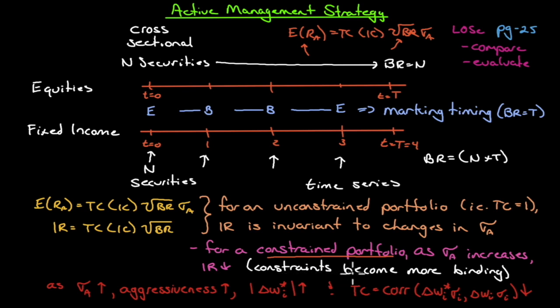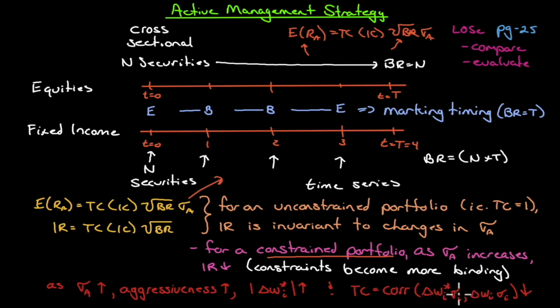Well, it's because the constraints become more binding. They become more binding. What does that mean? Look down here. The transfer coefficient is the correlation between the optimal active weights and the active weights we can actually take. If we say that, hey, look, you can go ahead and really increase that, suddenly these active weights get far more aggressive.